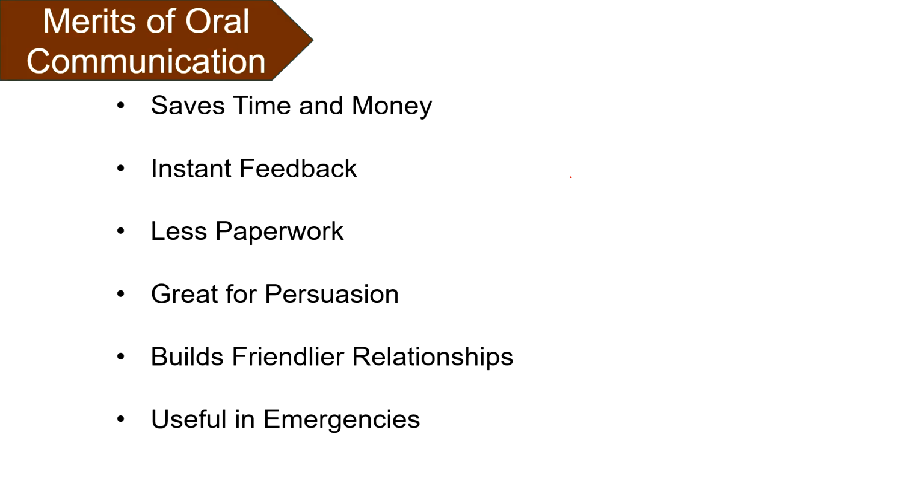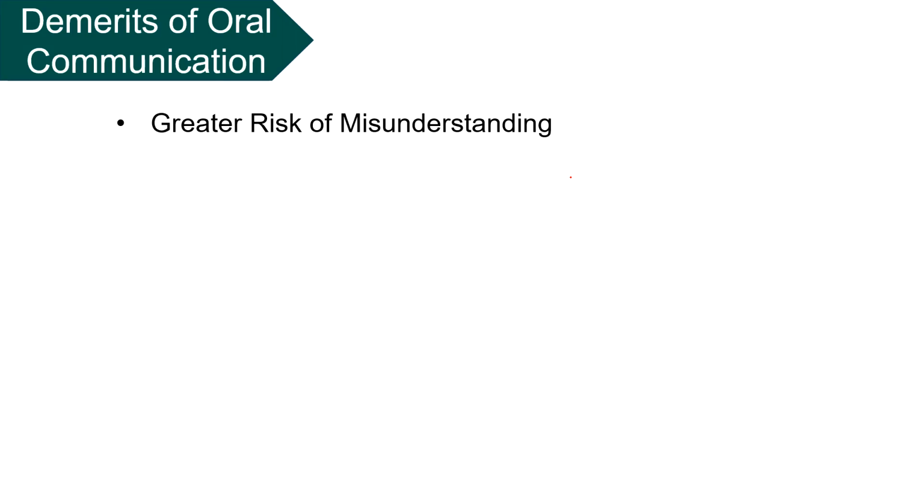Useful in emergencies. When there is an urgent situation, talking is the best way to communicate because you need a quick response. Quick clarifications. If someone doesn't understand something, you can explain it right away when you are speaking to them. Moving on to the demerits of oral communication.